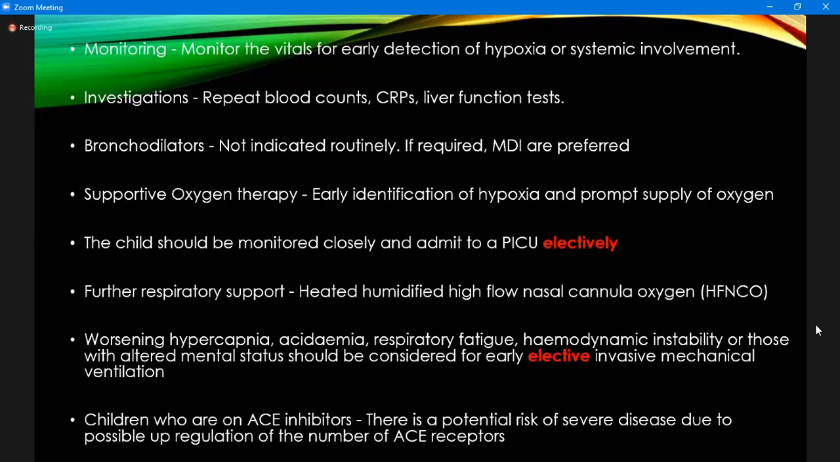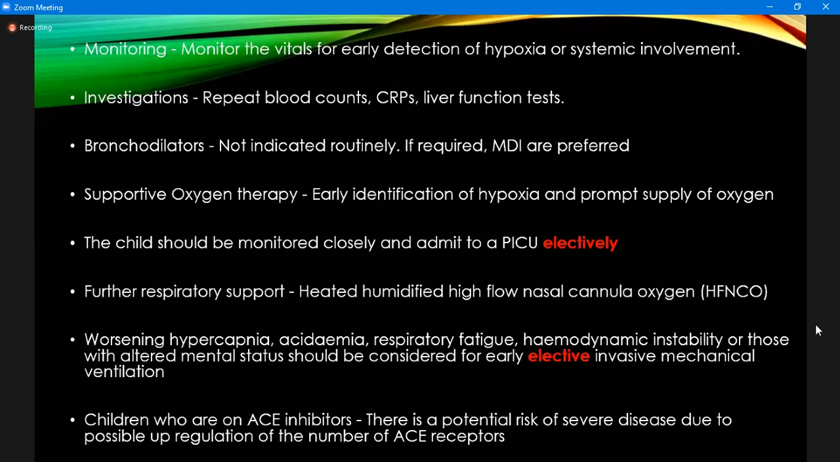Monitoring of these patients is important to identify hypoxia and systemic involvement. Repeated investigations are needed. And sometimes bronchodilators are needed, not routinely, but if required, it is important to remember routine nebulization is not recommended, and the preferred option is MDIs with either a face mask or a spacer to prevent aerosol droplet transmission. Supportive oxygen therapy, early identification of hypoxia and prompt supply of oxygen is needed.